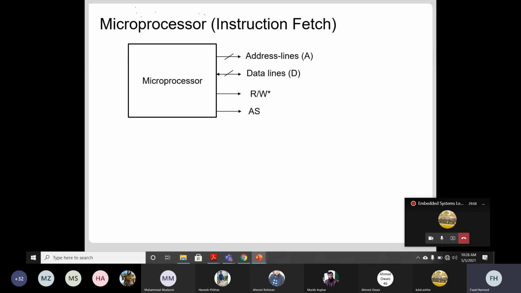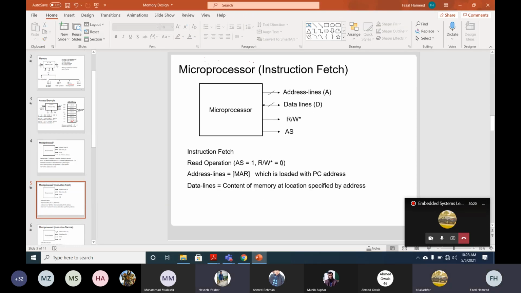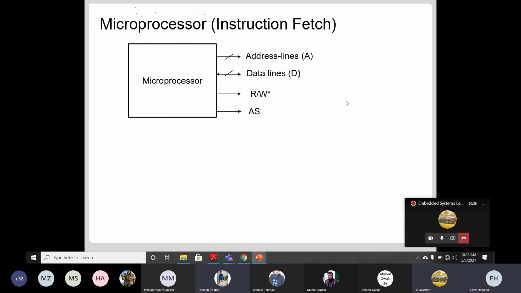So okay, now we have different registers within the microprocessor, that is MAR, which is memory address register, or program counter. Now we have instruction fetch. In instruction fetch, what should be the value of AS? It will be 1. And what will be the value of read write bar? It will be 1, because instruction fetch is a read operation. So the value of read write bar will be 1.